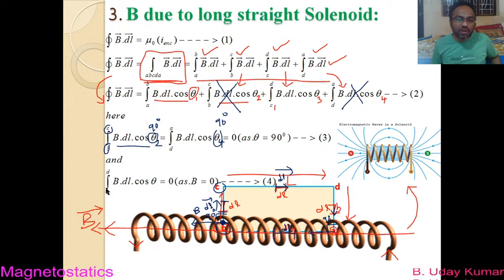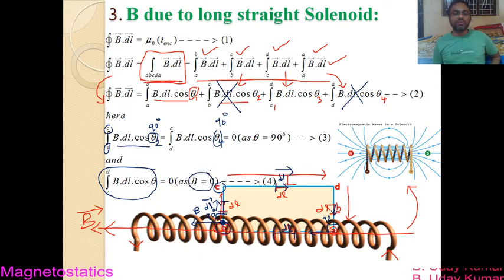So along the path C to D, the value of the magnetic field itself is 0, and hence the integral C to D B dl cos theta becomes 0. So you have to understand that along C to D, the line integral of the magnetic field will be 0, because the B value is equal to 0. That means the third integral also becomes 0. So the integral that is left will be the first one.